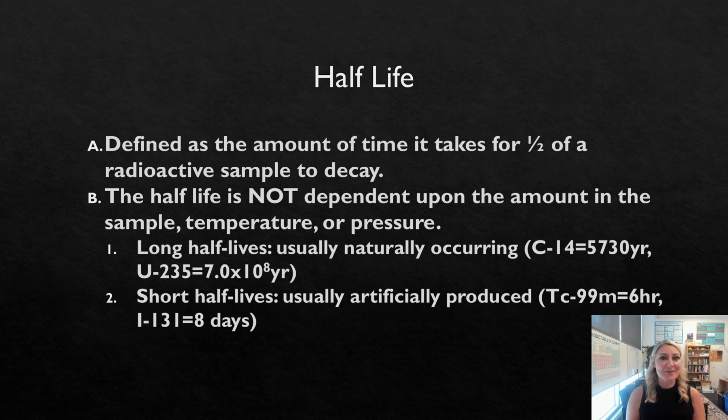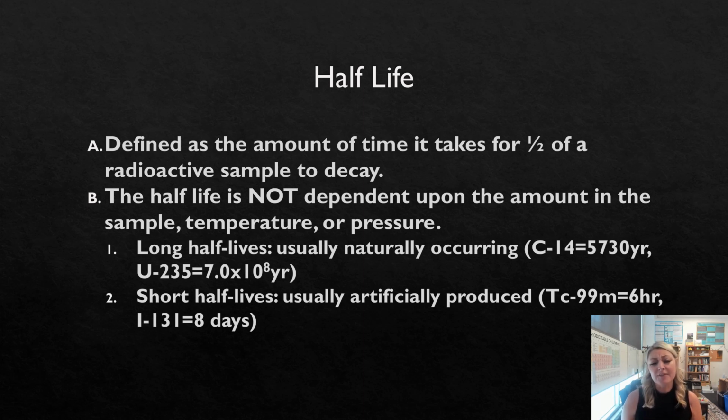So what's really neat about this is if you can calculate the half-life, it is a really great way to measure independent of other variables how old something is. If you have a long half-life, usually these isotopes are naturally occurring. Think about carbon-14, which has a half-life of 5,730 years, or uranium-235, which has a half-life of 7 times 10 to the 8th years. That's a huge amount for a half-life.